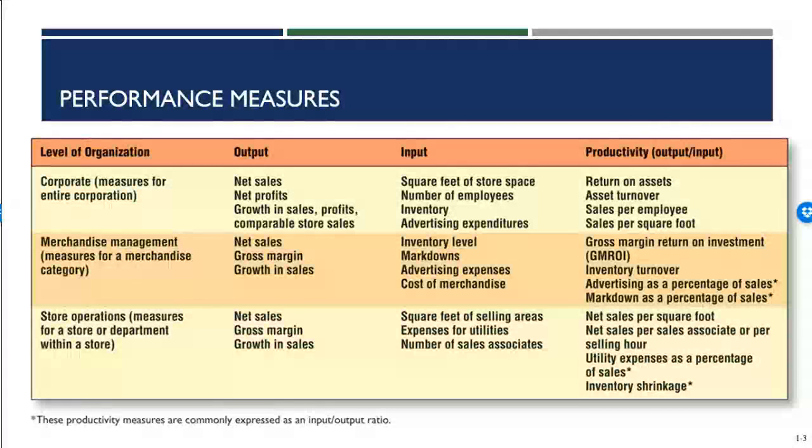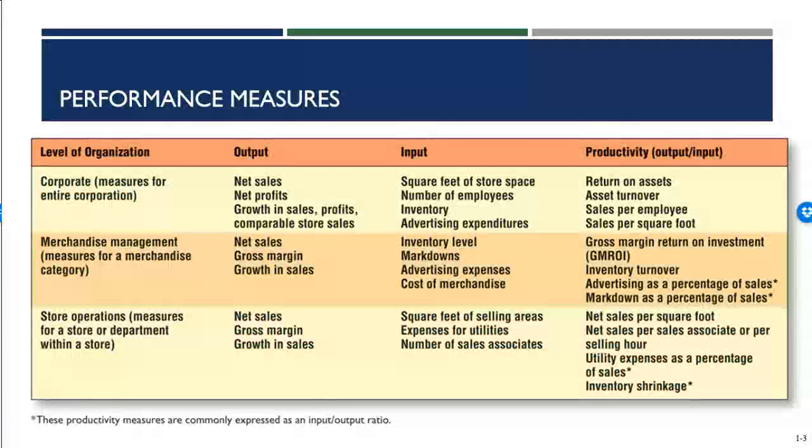And so we can look at a few of those on here, and we'll talk about a lot of these as we work through some of our future chapters. But sales per square foot, that's a great productivity measure. It takes our input of square foot of store space and our output of net sales, and it shows how much inventory is being sold based on store space. And so that helps us measure performance among stores or among competition.